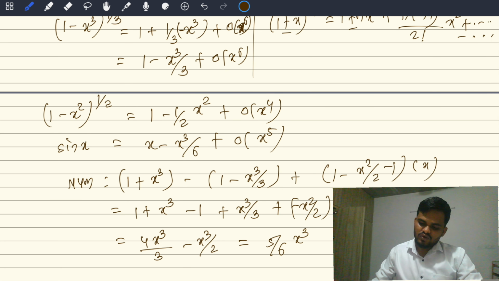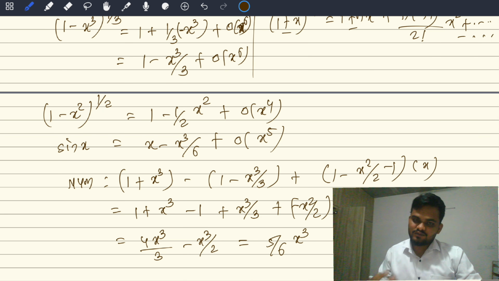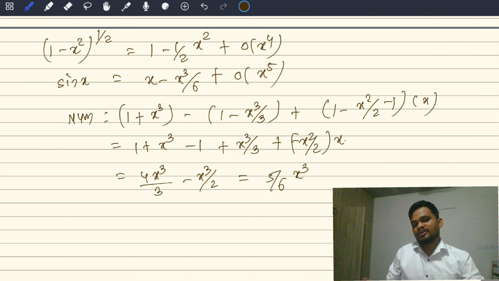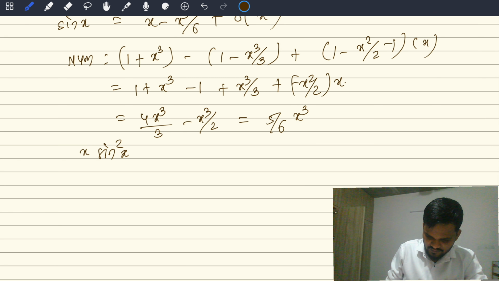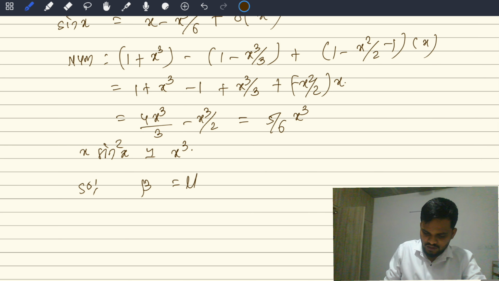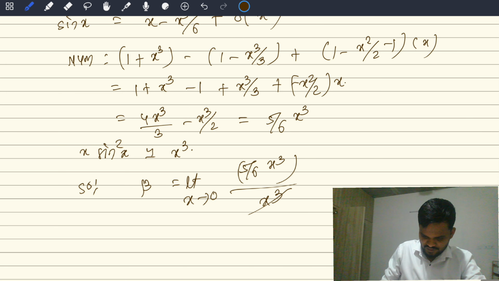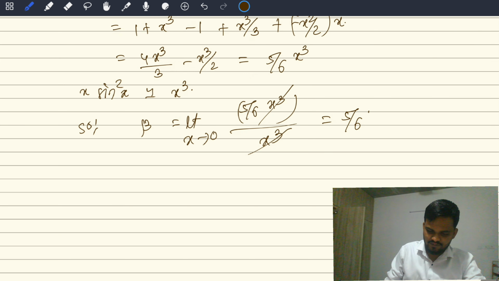The remaining terms, where the power is more than 3, I am just forgetting them, since after taking the limit x tends to 0, they become 0. And for the denominator, we know x sin square x is approximately equal to x cube. So what is beta we got? Limit x tends to 0, the numerator becomes 5 by 6 x cube and the denominator is x cube. X cube got cancelled, so we got 5 by 6 as the value of beta.